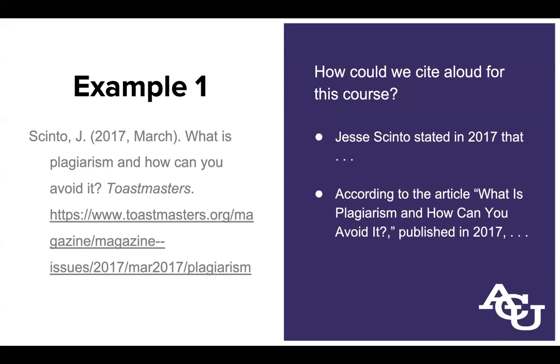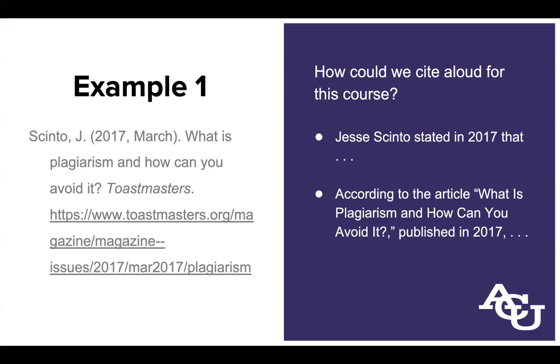Okay. So if we wanted to cite aloud for this course, we could use either the author and the date, or we could use the title and the date. So we could say, Jesse Cento stated in 2017 that blah, blah, blah. Or we could say, according to the article, What is Plagiarism and How Can You Avoid It? published in 2017, blah, blah, blah.